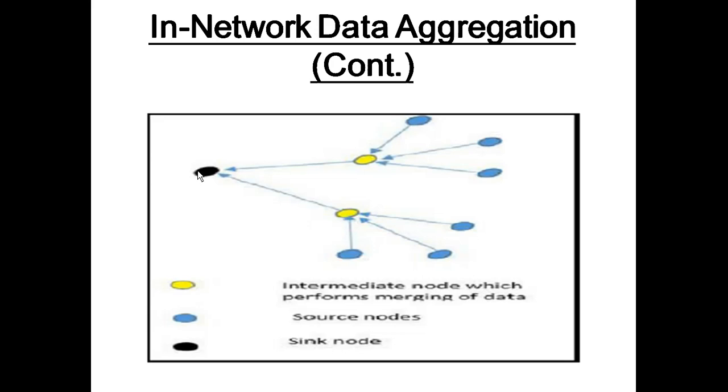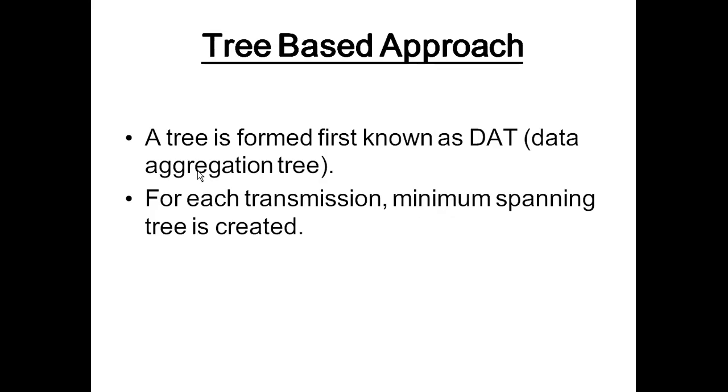Now, the third approach which we are going to discuss is the tree-based approach. The tree-based approach, also called the data aggregation tree, is where a data aggregation tree kind of structure is formed, and here the data is transferred in a downward to upward manner, starting from the bottommost nodes, which we call leaves of the tree, and up to the root or the parent. For each transmission, a minimum spanning tree is created. So this is how the tree-based data aggregation structure is given.